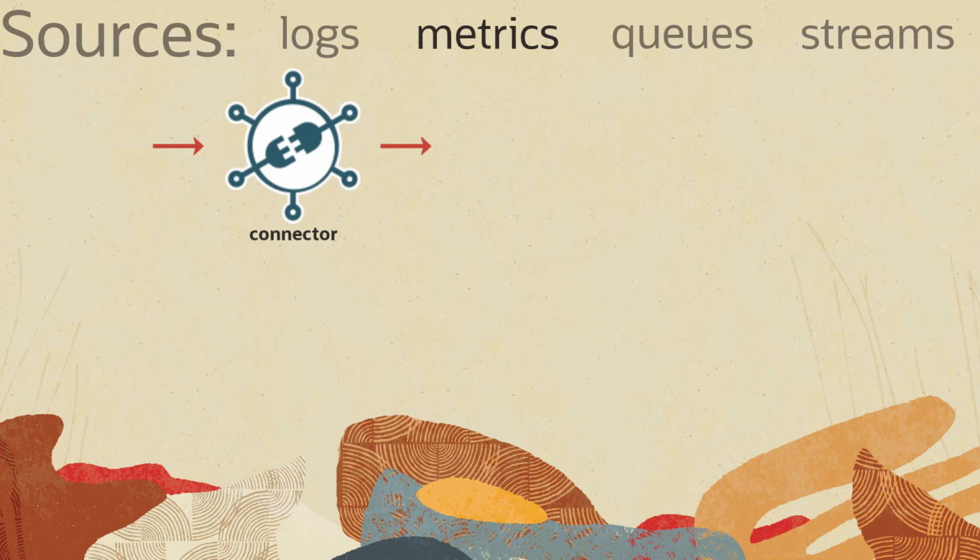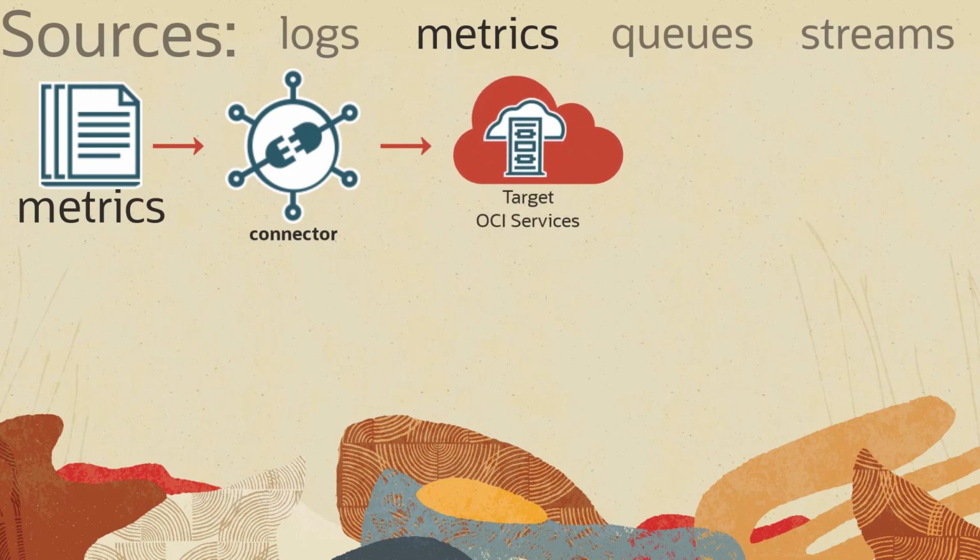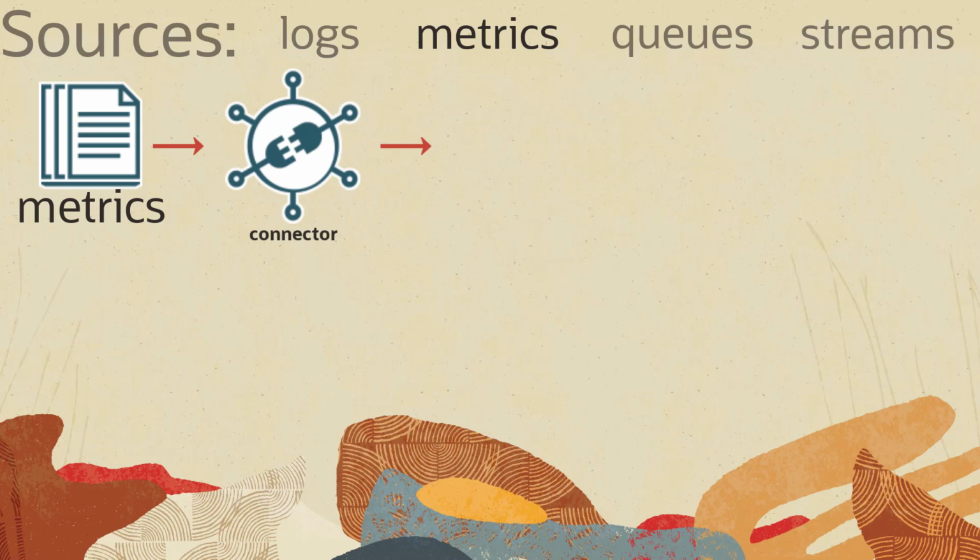The second source for transferring data is metrics from OCI monitoring. You can transfer metrics to other OCI services. For example, you can export compute metrics to a bucket in object storage.